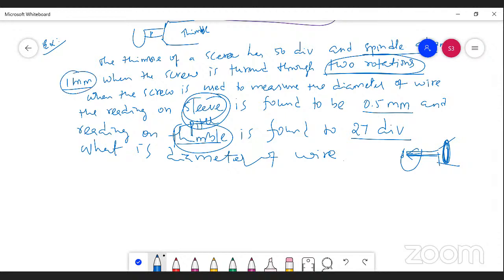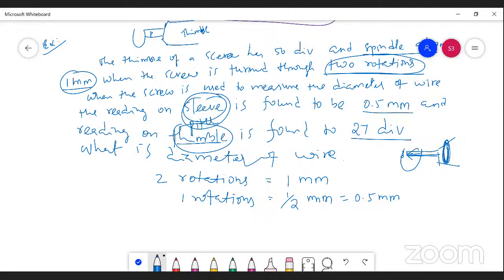If two rotations are completed, the spindle moves 1 millimeter only. That's why we take the pitch value: two rotations is equal to 1 millimeter. One rotation is a pitch. Pitch is the distance between two consecutive threads. So one rotation is equal to 1/2 millimeter, which is 0.5 millimeter. This is the pitch value. I want to take the least count value. Least count is equal to pitch divided by number of head scale divisions, and the pitch value is 0.5 millimeter.